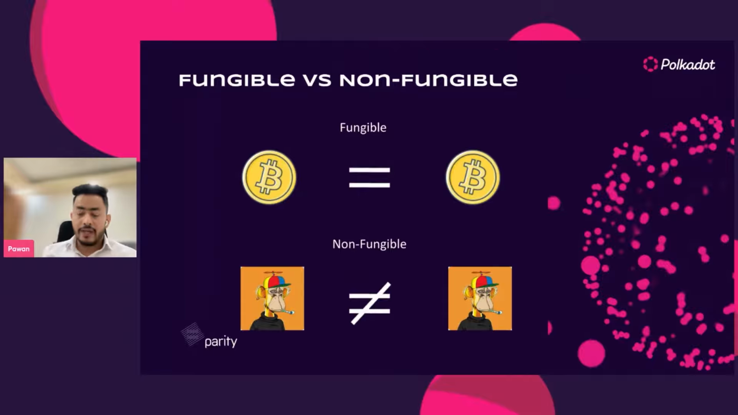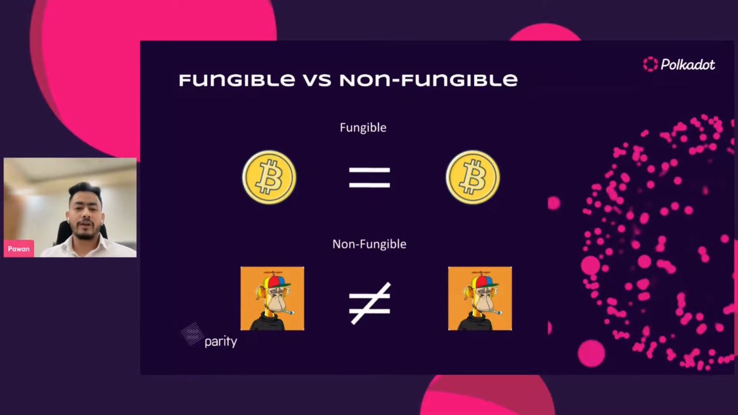So now, as we know, these are non-fungible tokens. So what is fungibility here? What is the difference between fungible and non-fungible? As the image shows, here we can see two bitcoins. One bitcoin is equal to another. And if you see, we have two similar images as well, but as per the image, they are not equal. Why are they not equal?